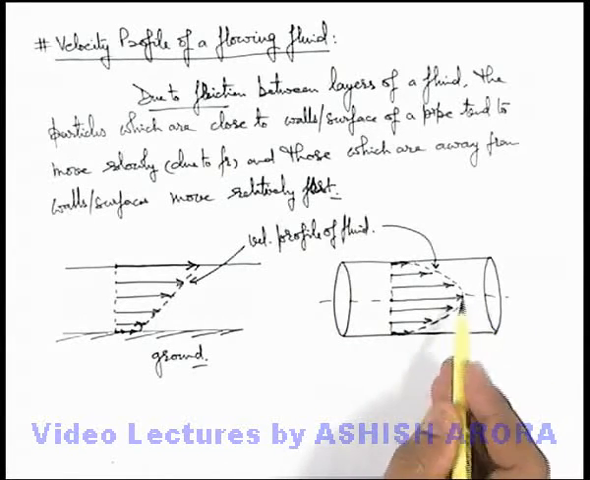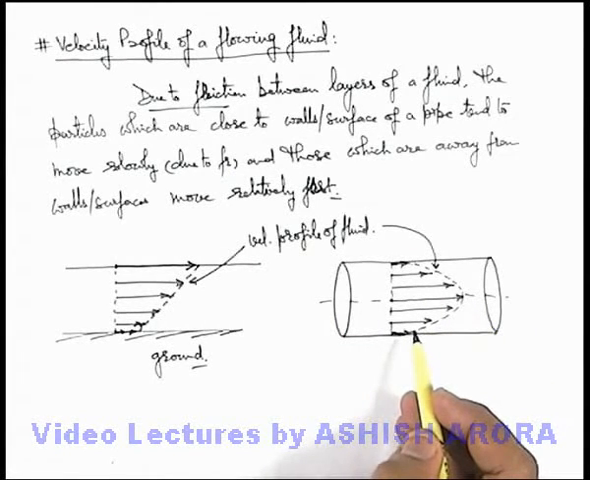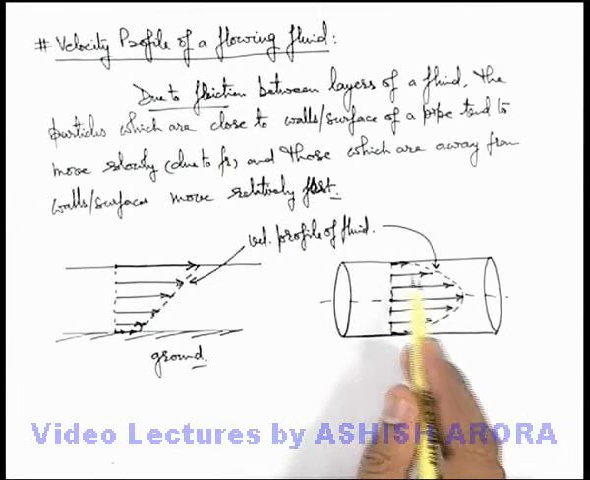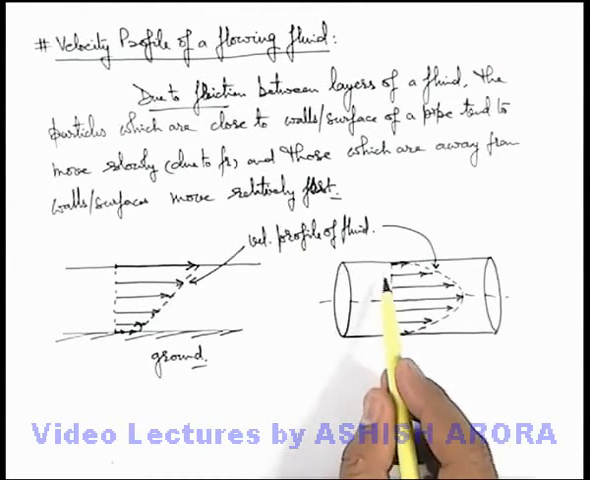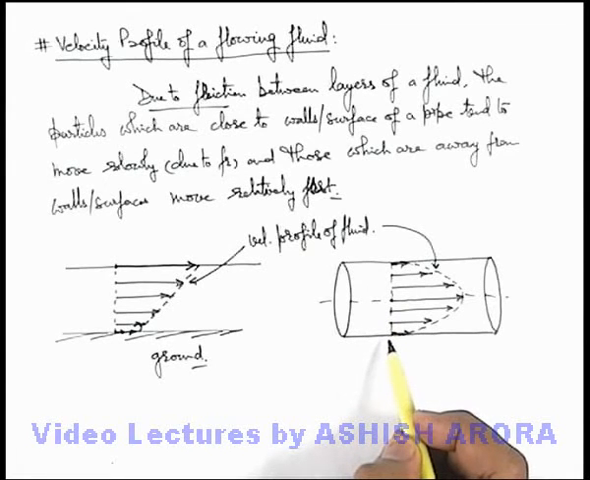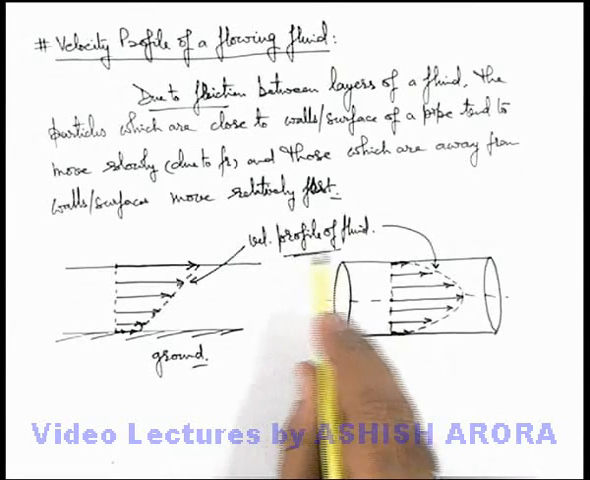So this velocity profile itself is a very important factor whenever we need to get the flow velocity of particle at different positions on a cross section of flowing fluid body. This gives us the whole idea about it.